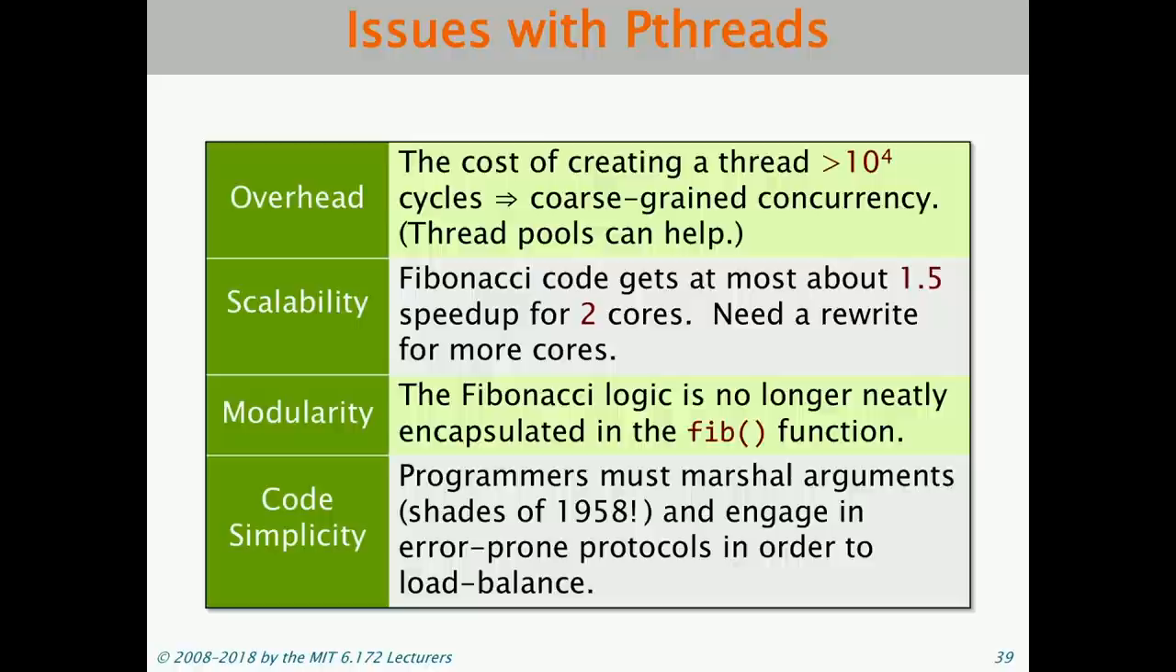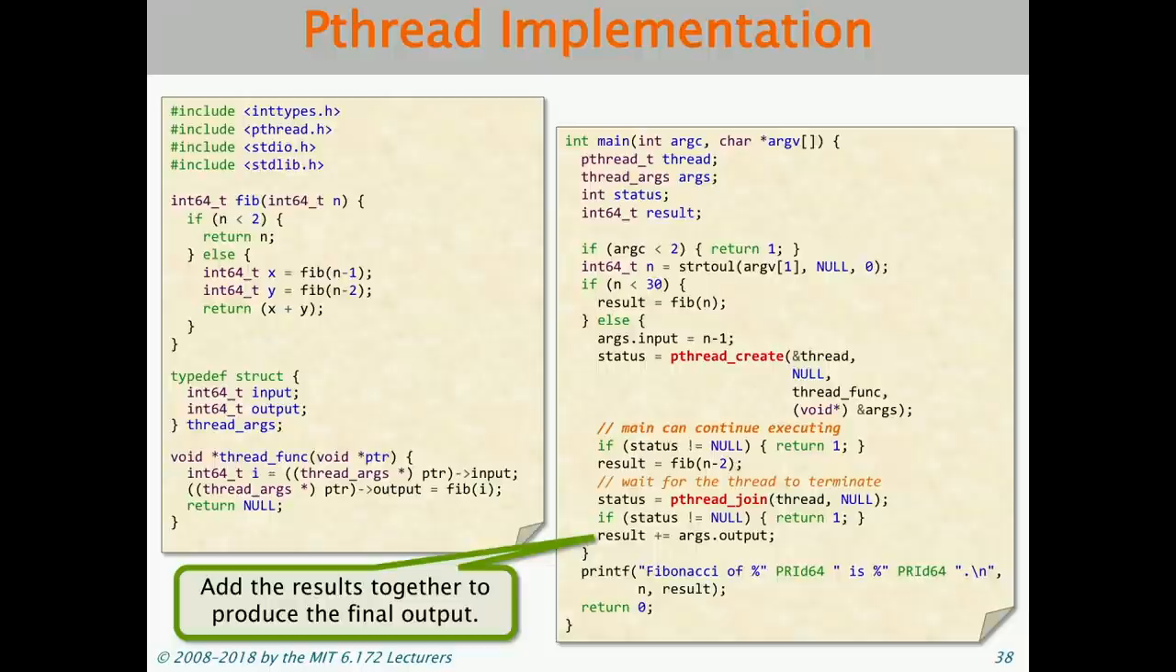OK, and then finally, the code becomes complicated because you have to actually move these arguments around. That's known as argument marshalling. And then you have to engage in error-prone protocols in order to do load balancing. So if you recall here, we have to actually place the argument n minus 1 into args.input, and we have to extract the value out of args.output. So that makes the code very messy.